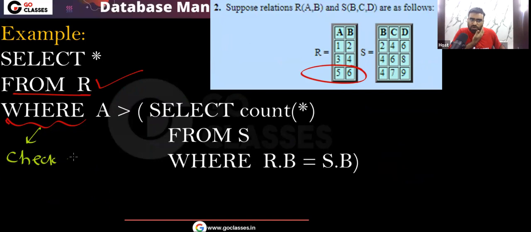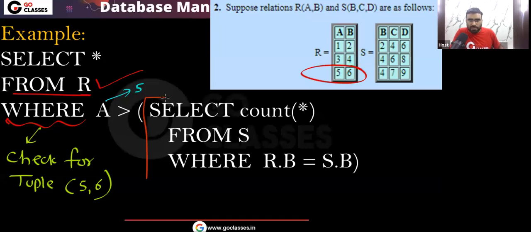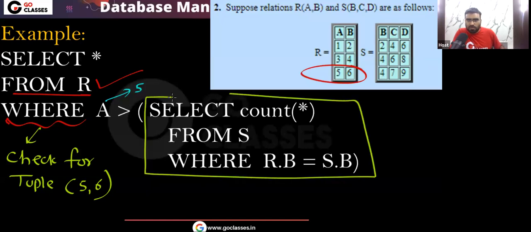Now you check for tuple 5, 6. Correct. Okay. So what is the value of A? Value of A is 5. Very simple. You tell me about this one. Okay, what is RB? We are checking for this tuple. So RB will be 6. Okay. So from S, where SB is 6.